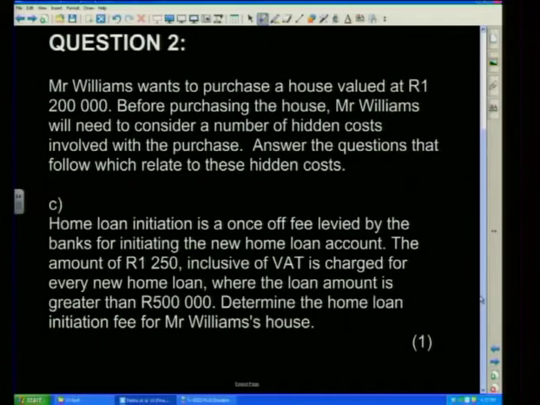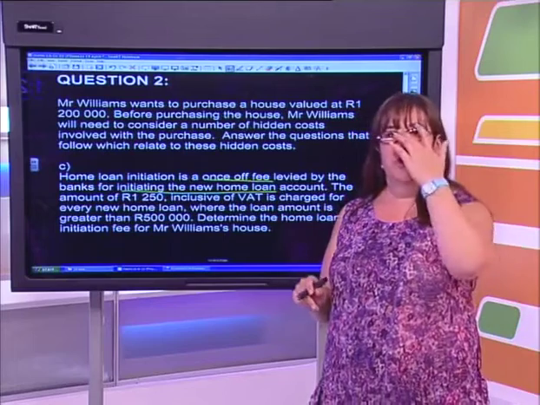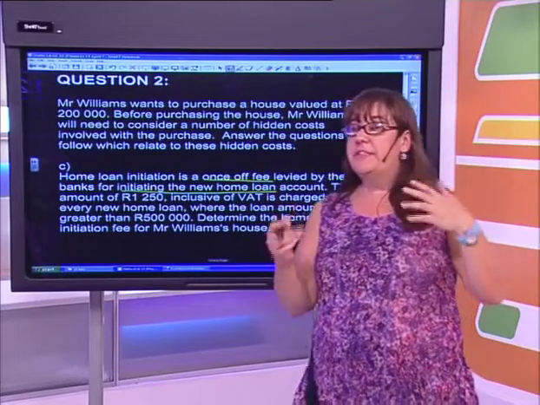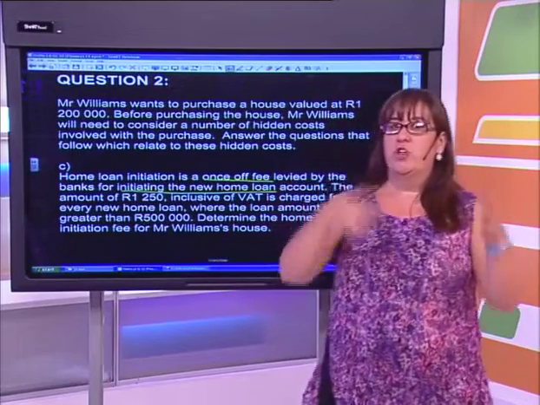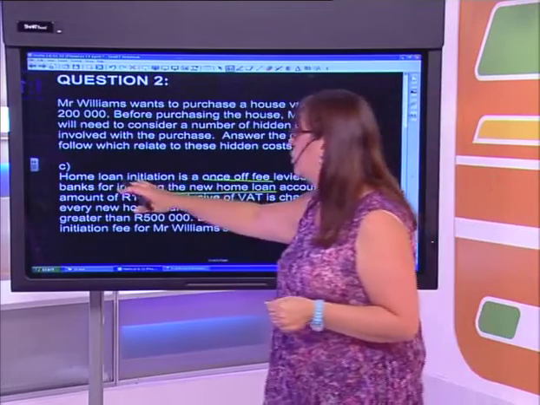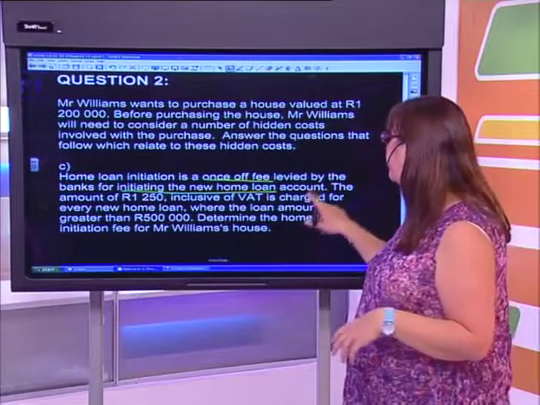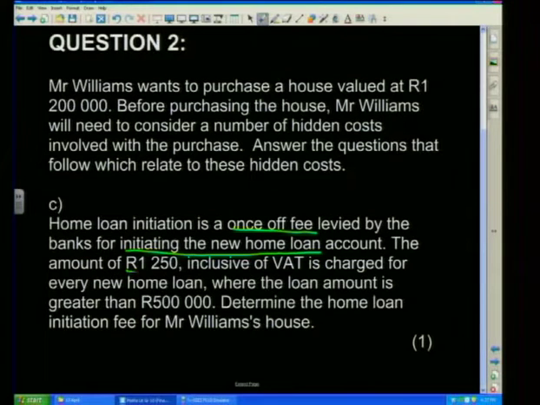There's now also a home loan initiation. It's a once-off fee levied by the bank for initiating the new home loan. Okay, so Mr. Williams has gone to the bank and he said to them, I want a loan. Not only have they said, well, okay, we need to assess your house and we're going to charge you a levy first, we're also going to charge you to start this loan, and we're going to call it an initiation fee. The amount of 1,250 is the initiation fee.